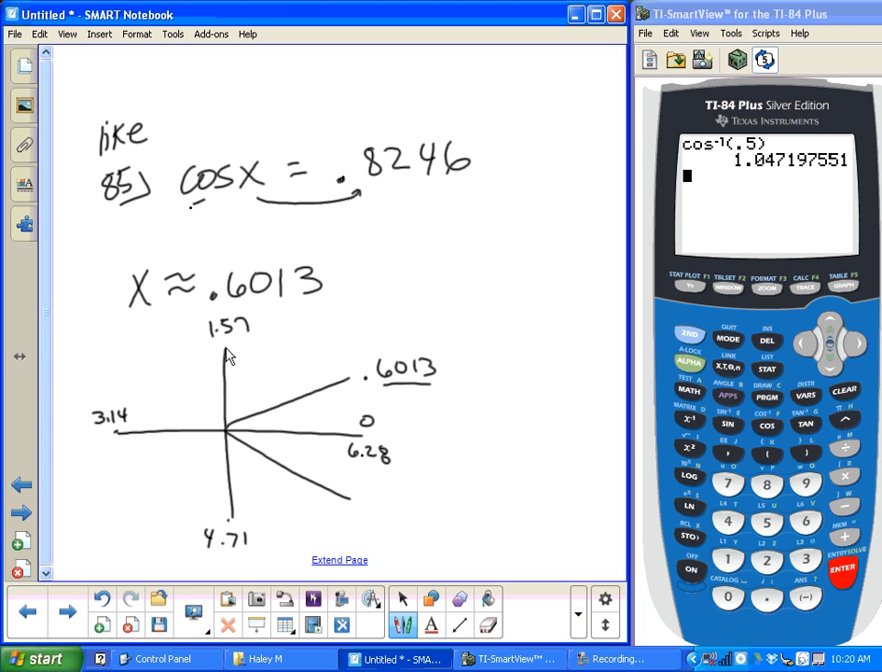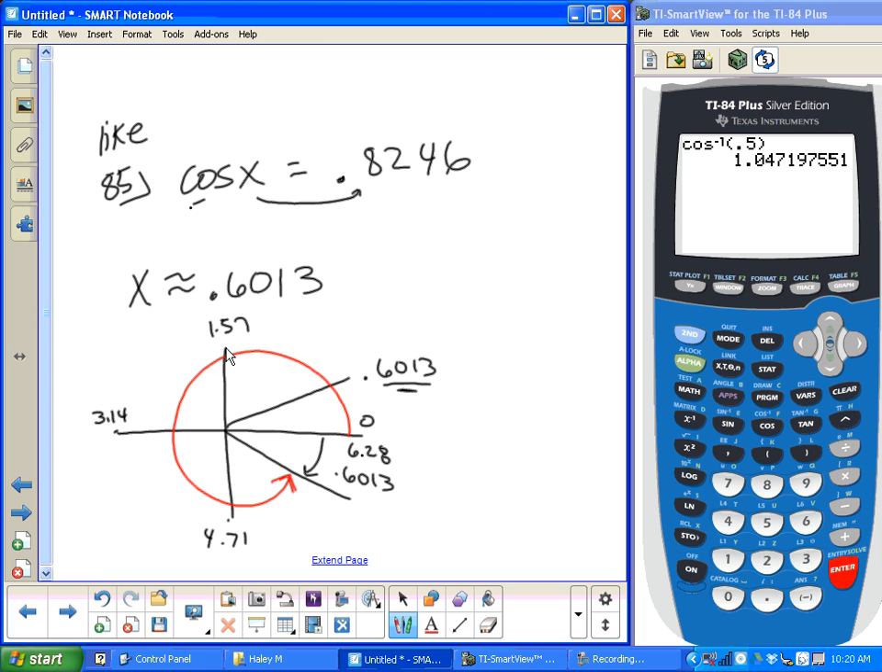Now, the reference angle for this one was just the same thing, wasn't it? Okay, so here's the idea. This angle is that much this way, isn't it? Okay, so that's 0.6013. Now, that's not in standard position though. So what I have to do, now that I got the reference angle, is find that angle in standard position, which would be this way. Okay, now, how would I figure out what the standard position would be around that way?